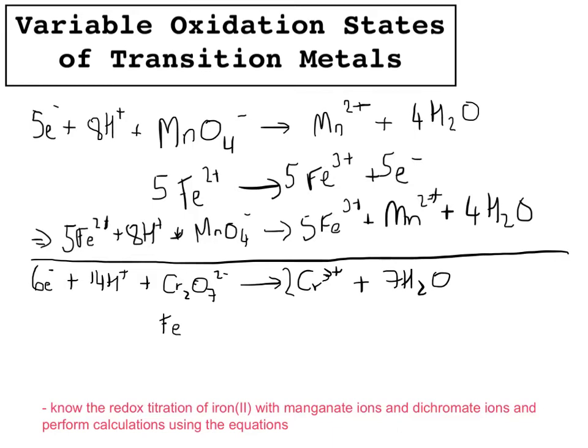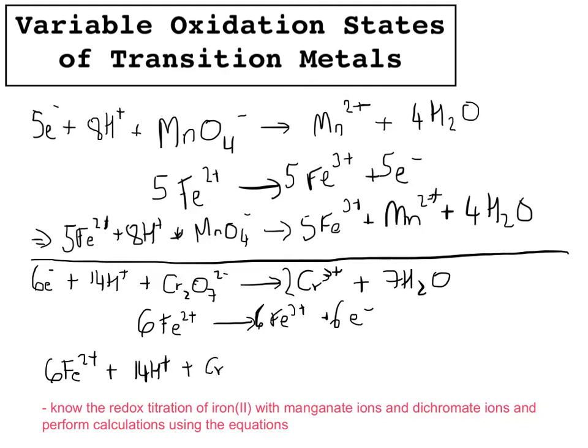We've got the iron 2+ turning into, or being oxidized to make, iron 3+ plus an electron. We need to multiply the iron equation up by 6 to make the electrons cancel, and so overall here we get 6Fe2+ plus 14H+ plus Cr2O7 2- goes to make 2 Cr3+ plus 6Fe3+ plus 7H2O, and again the ratios between these is what you need to be able to use in order to answer questions on this, which we're going to have a look at now.